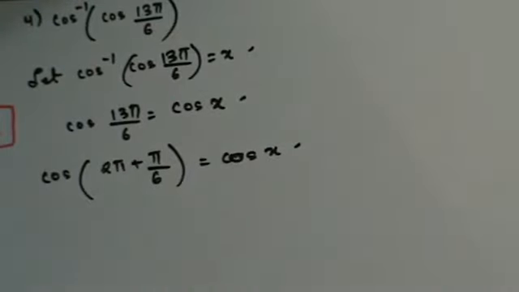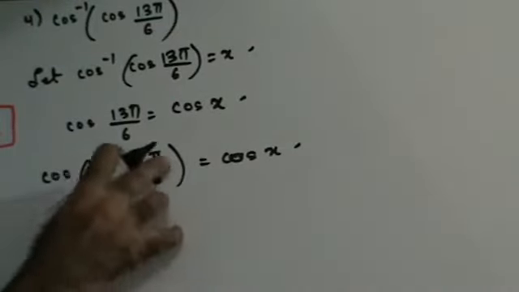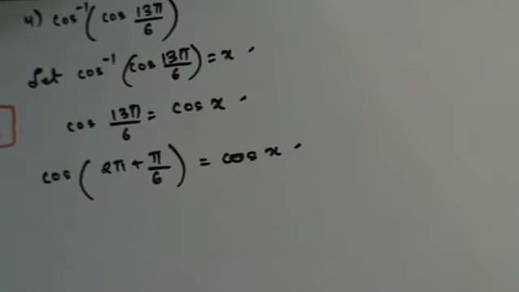Cos 13 pi by 6. See guys, 6 2s are 12 plus 1 is 13. So 13 pi by 6 can be written as 2 pi plus pi by 6. Question: how do we know how we will reduce it?